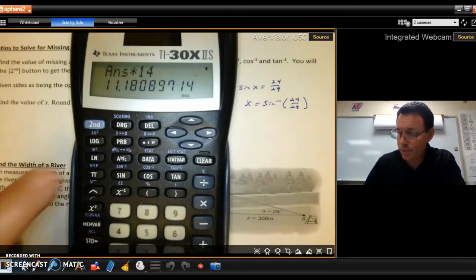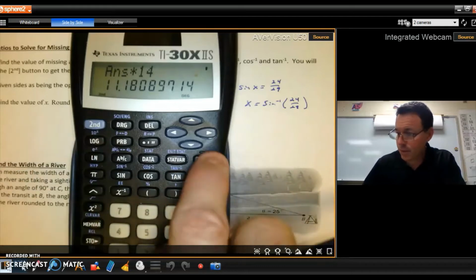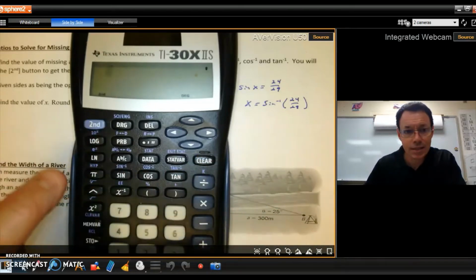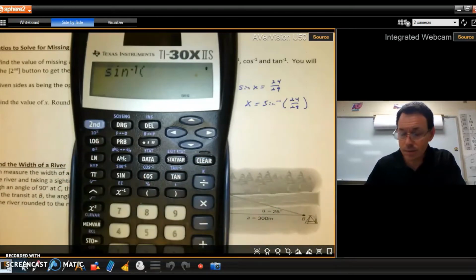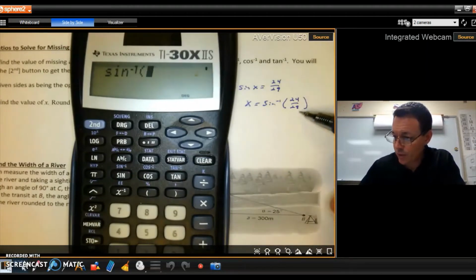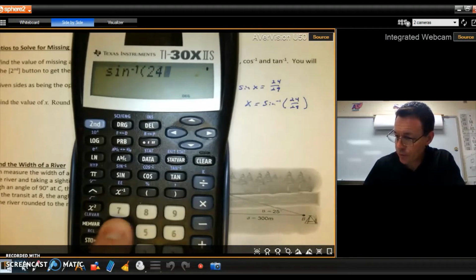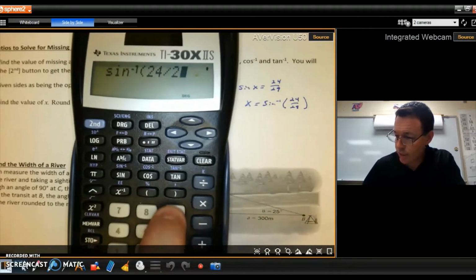So we're simply going to hit second. Let me go ahead and clear my screen. Second, we're going to hit the sine button, and it's going to give us the inverse sine. And then I'm going to type in the 24 over 29. 24 divided by 29.